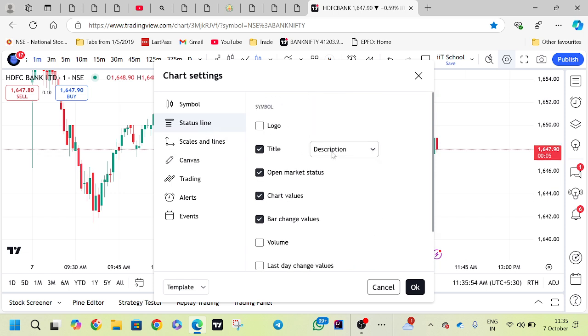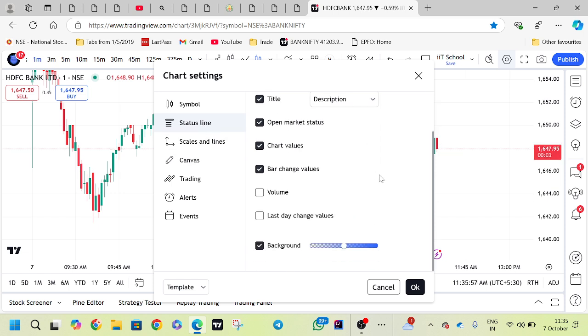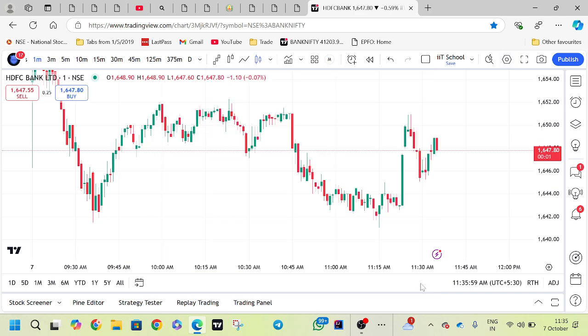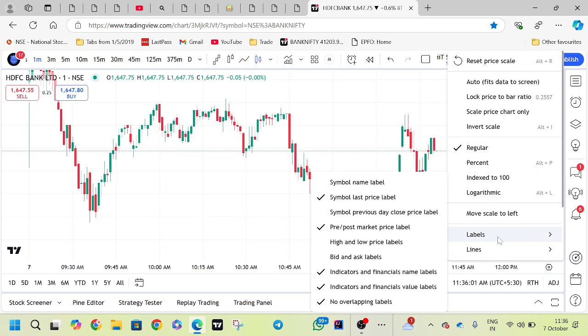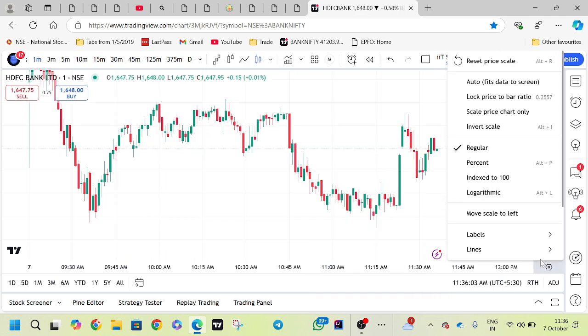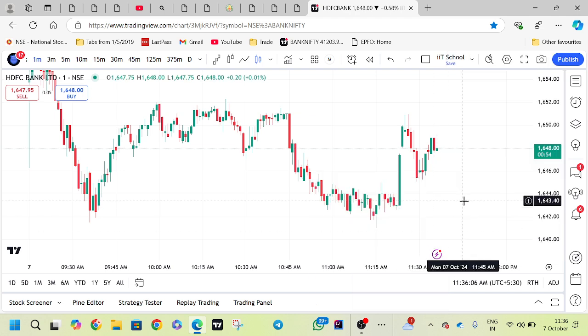So this is the status line, nothing is there. I have cleared everything. And here I will remove the labels also.